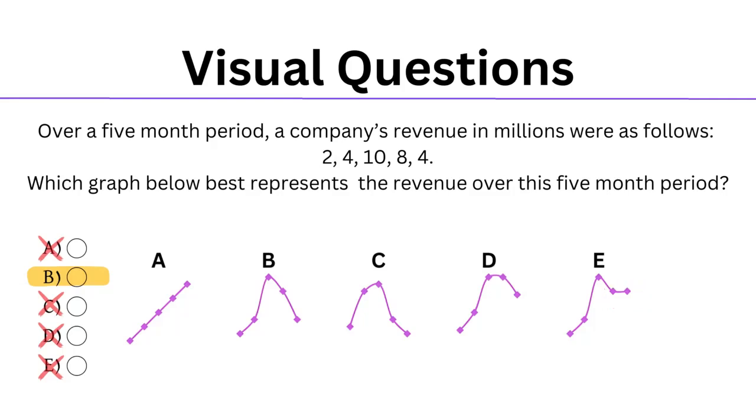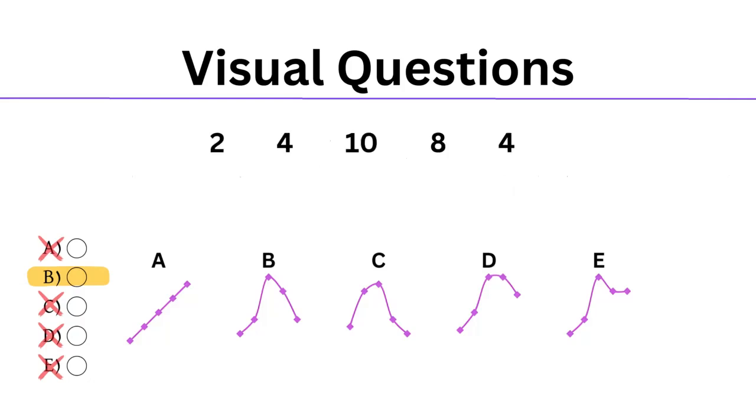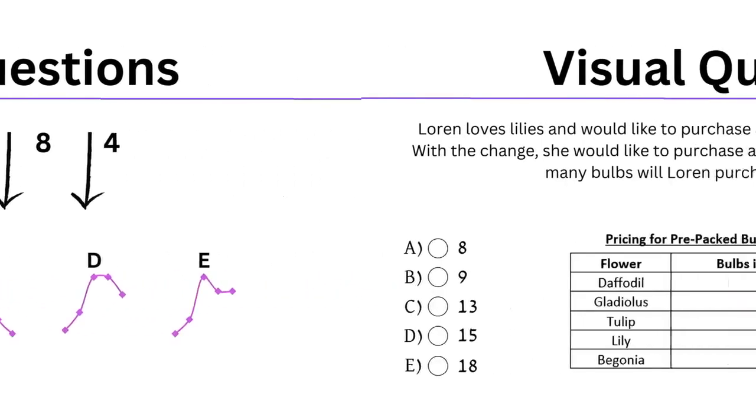The last strategy is to ignore the graphs and focus entirely on the 5 numbers. We can write them as up, up, down, and down, which would eliminate option A, D, and E.